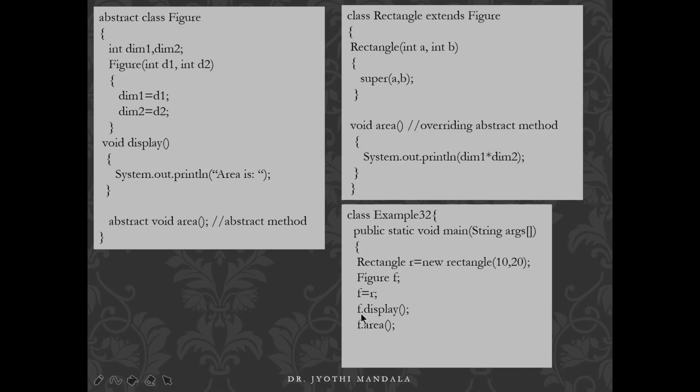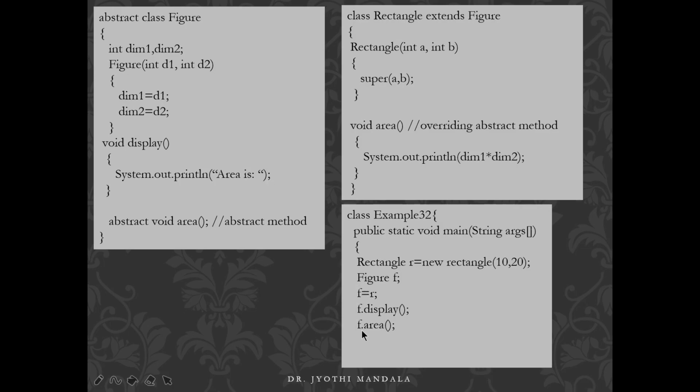Now I am calling f.display. Whenever I call f.display, it will check in its particular class. In the Rectangle class it will check. Now in Rectangle nothing is defined. See here, f equal to r is nothing but referring to our rectangle. Now f.display, if display is not available in its own class, then it will check in its superclass. Yes, the display method is there, it will be executed, you will be getting area is.